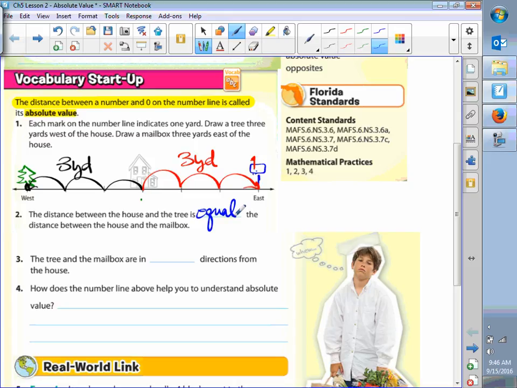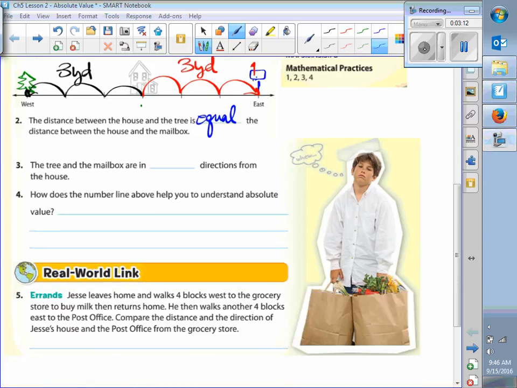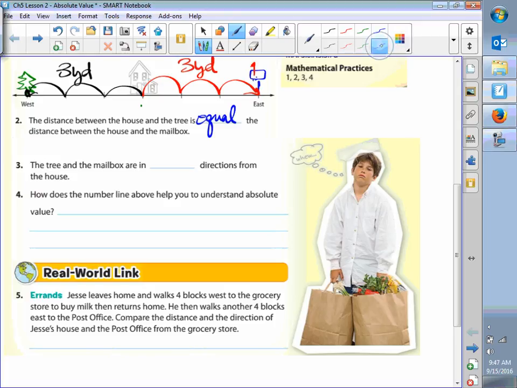Okay? Is everybody clear? All right, the tree and the mailbox are in blank directions from the house. Separate directions. Well, they are separate. But if one goes way over here, it goes in this direction. They are different. They're in opposite directions. One's the west and one's the east. Very good. So, these are opposites. Opposite directions.